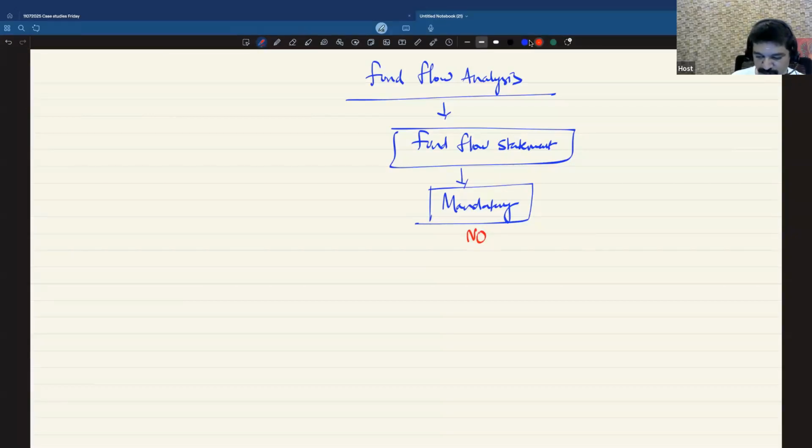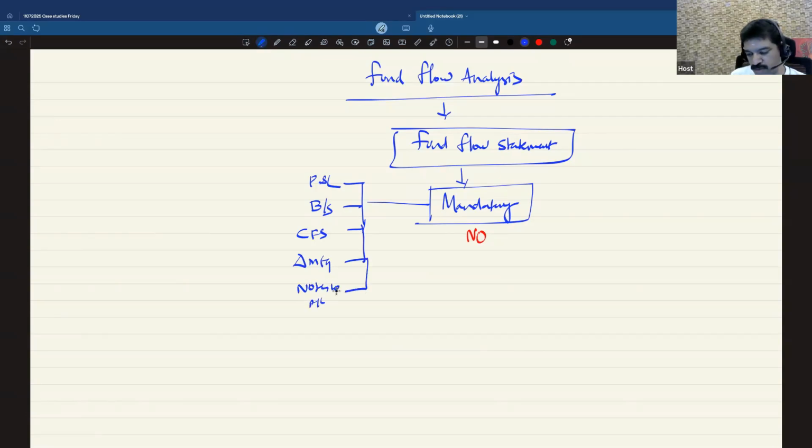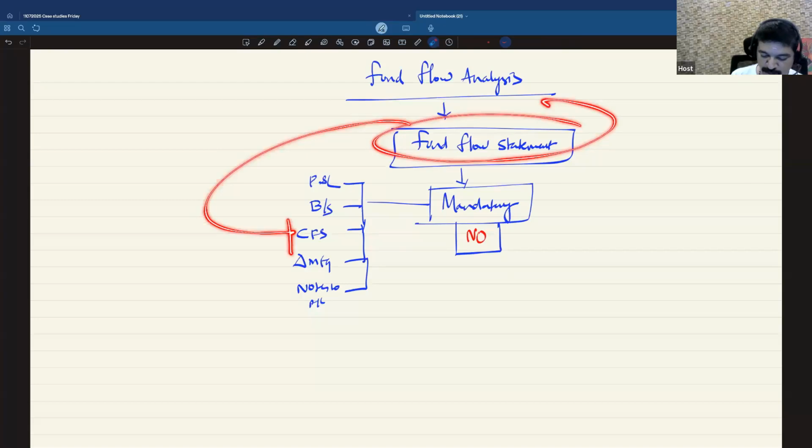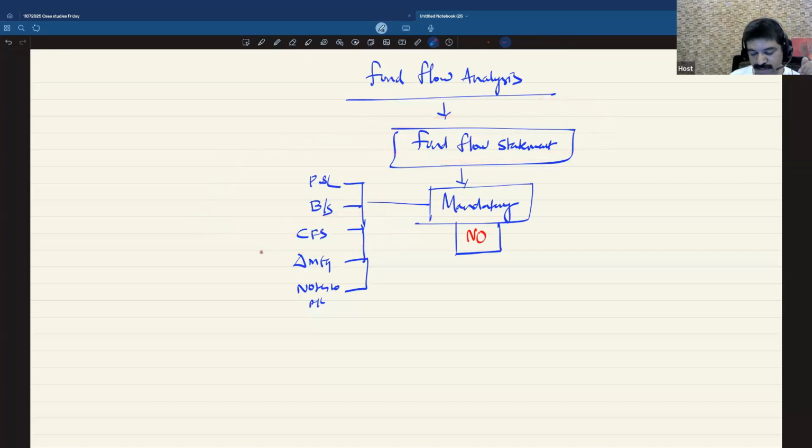The mandatory financial statements are basically the statement of P&L, the balance sheet, the cash flow statement, the statement of changes in equity, and so on, then notes to accounts. But the fund flow statement is not mandatory. It used to be a mandatory statement long back. Then it was substituted by the cash flow statement.